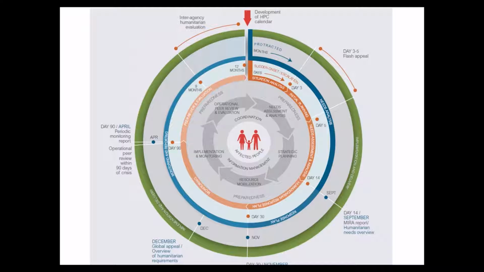You can see that by day 14, a MIRA report needs to have been done. We know that by day 30, the HRP needs to be done. We know that by another 30 days, we need to have done some sort of appeals process. We know by day 90 that there should have been some sort of evaluation. And this process is ongoing. It never stops. It is designed around a learning cycle, and I think that's important to remember. The idea is that in the field we are meant to be learning from our processes and from each emergency and applying that learning the next time the cycle goes on.